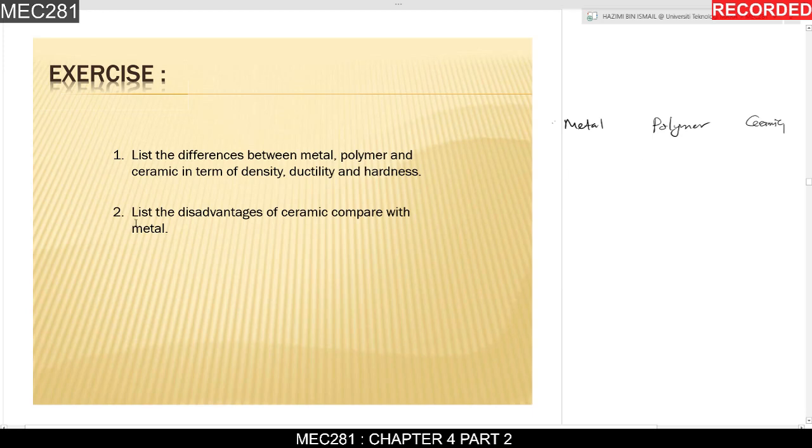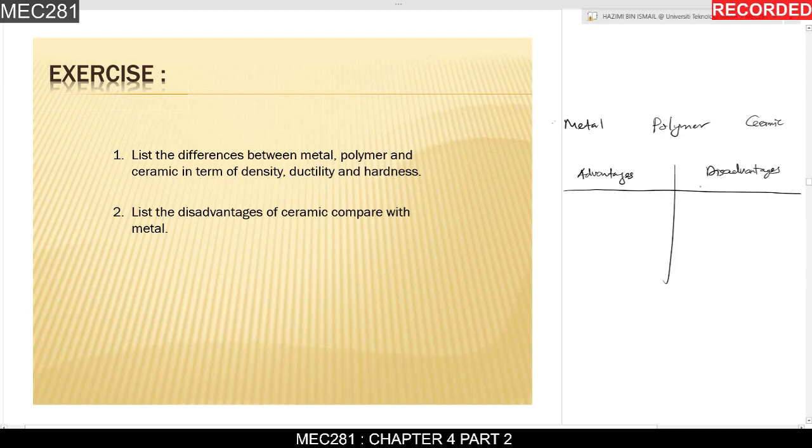Okay, and then the second question is to list the advantages of ceramic compared with metal. So this is my advice, right? Okay, when I answered questions during my studies, when I answer a question that asks for the advantages, I also use a table: advantages and disadvantages. That way it helps you to memorize, and also helps you to recall your memory when you are answering these questions in the final exam.